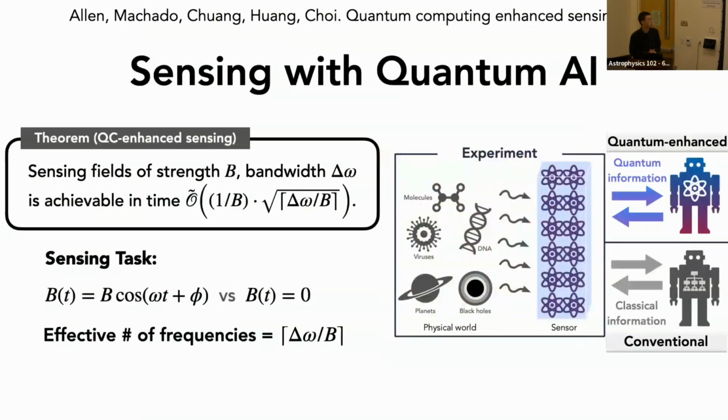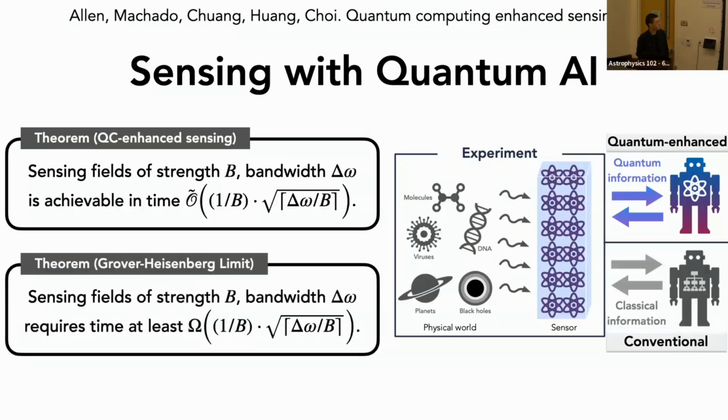So the first theorem that we proved in this paper, quantum computing and sensing, is the following. We showed that for this task, the task of detecting an oscillating field, there exists a protocol that utilizes quantum computers sitting next to quantum sensors and processing data coherently that achieves the following scaling. So there's an additional square root, but that's pretty much the improvement.